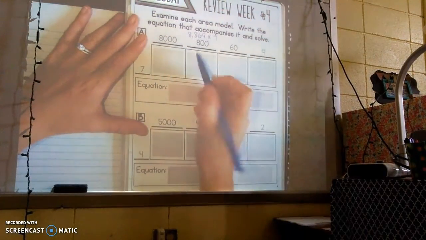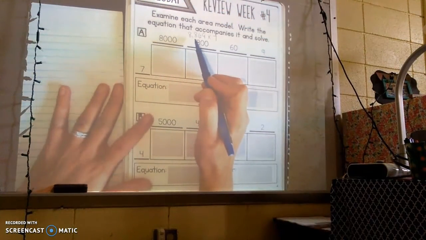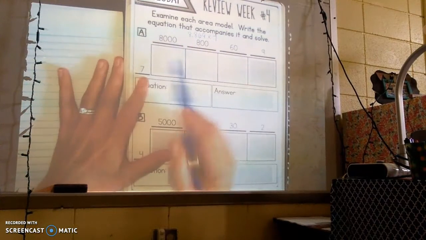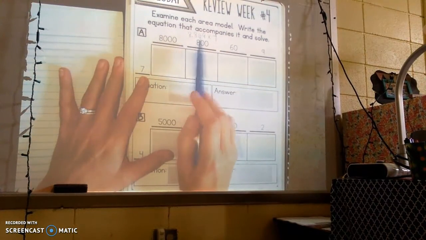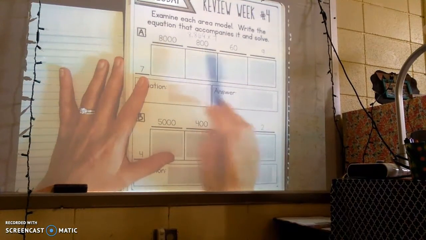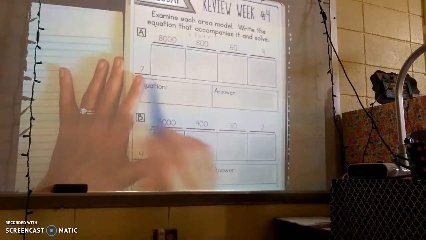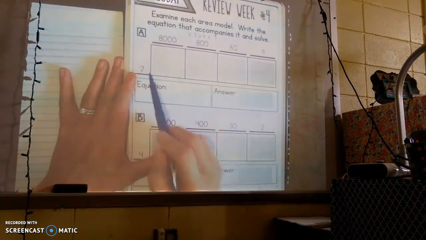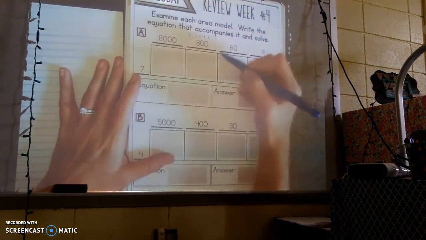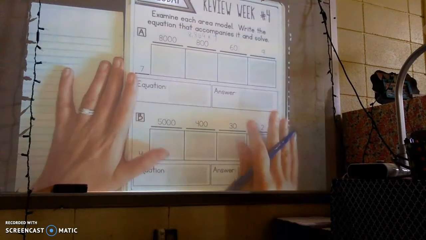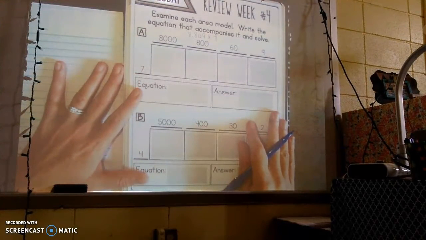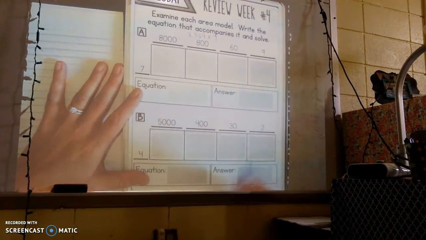So this would have been 8,869 times 7. They took the 8,869 and broke it apart by its place value. And then they took the 7 and put it over here on the side, and they divided their box into 4 parts since they had 4 place values that they were multiplying in their 4-digit number.